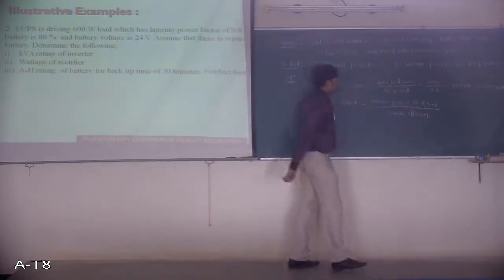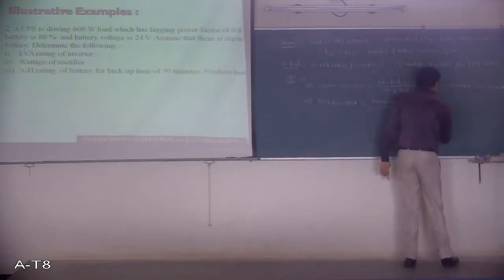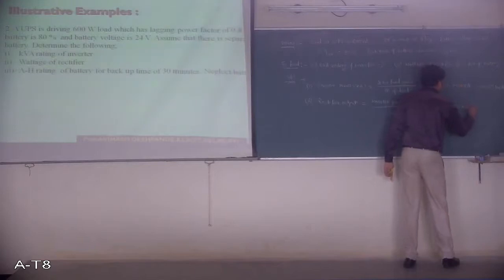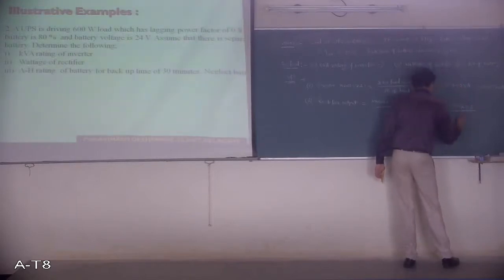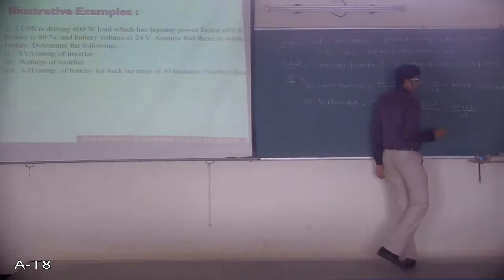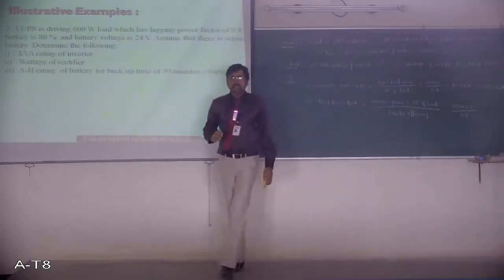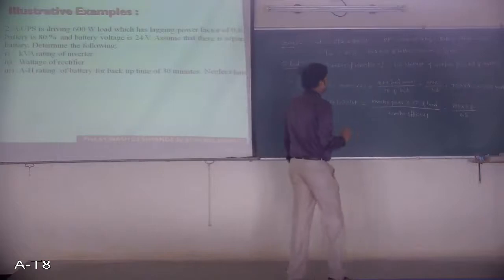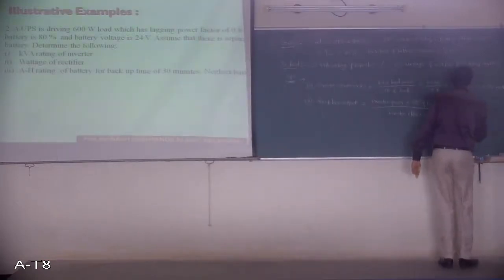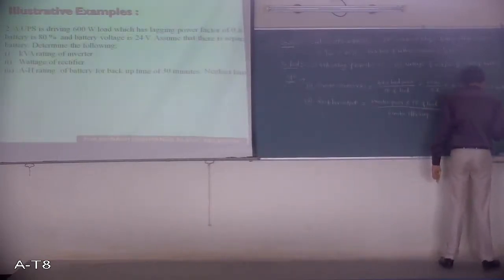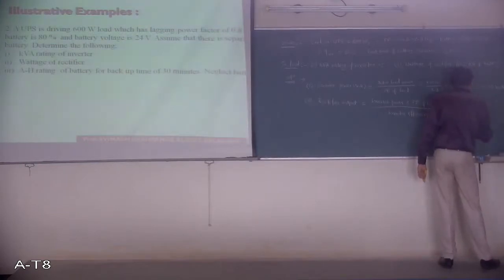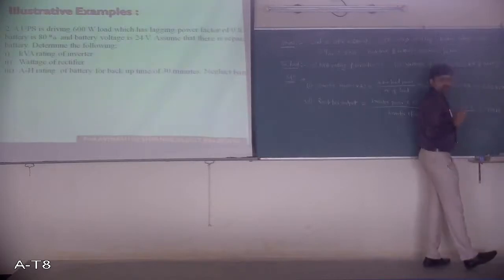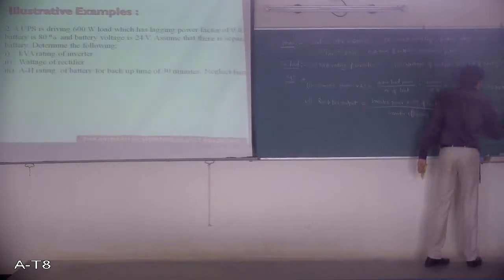Inverter efficiency. So inverter power is how much? It is 750 volt ampere multiplied by 0.8, divided by inverter efficiency, which is 80%. That means if I convert it into a fraction, it will be 0.8. So now if you calculate the kilowatt rating, the 0.8 gets cancelled. So you will get 750 watts, or it will be equal to 0.75 kilowatt.